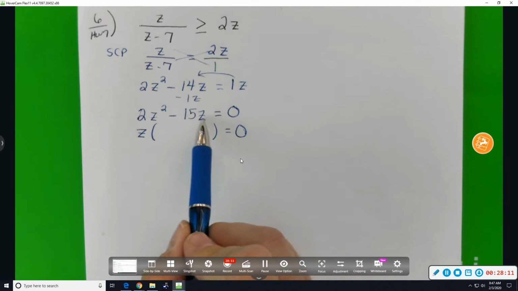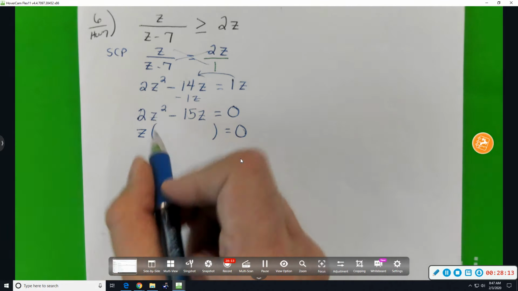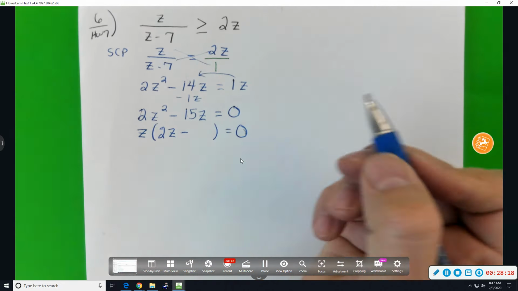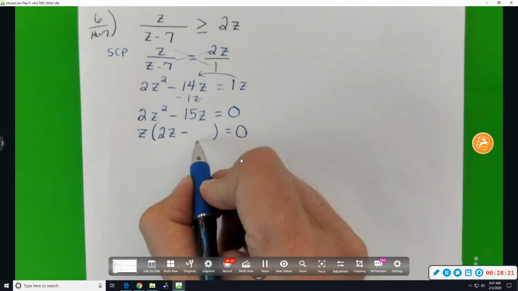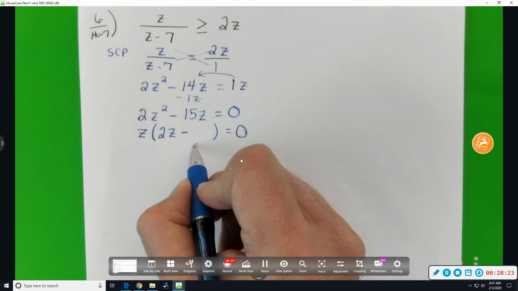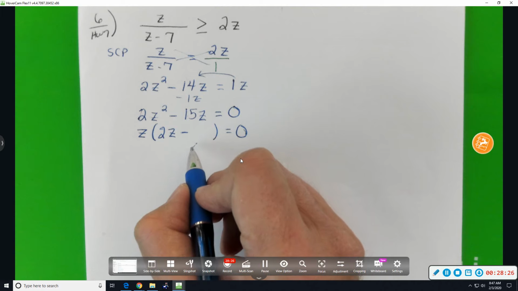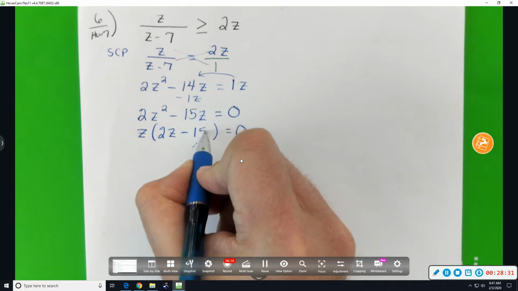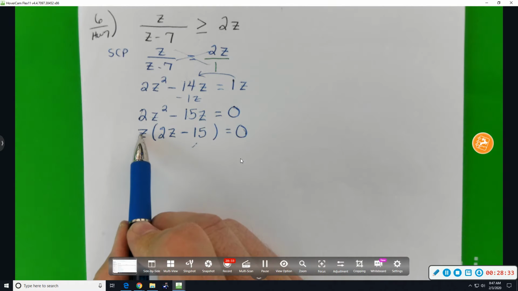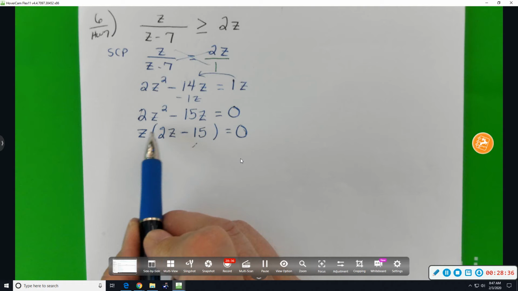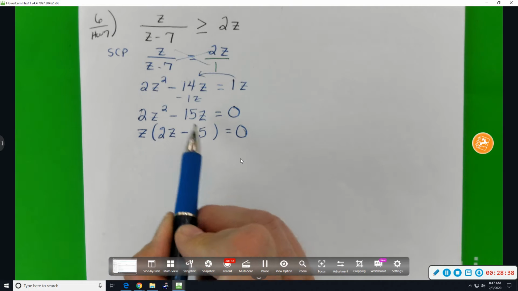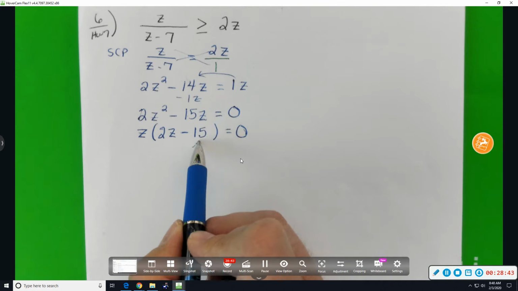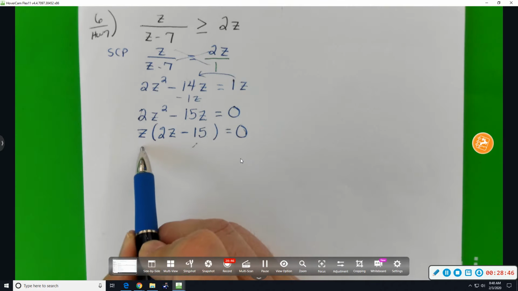If I factored a z out of each of these terms, I'd have a 2z in the parentheses minus what? What would I write here? Do y'all remember factoring out variables somewhere along your algebraic life? Would this be a minus, would it be 15? It's called factoring out a variable. If I distribute that variable, I'd have 2z squared and a minus 15z. Any questions on what I just did there, factoring that variable out?